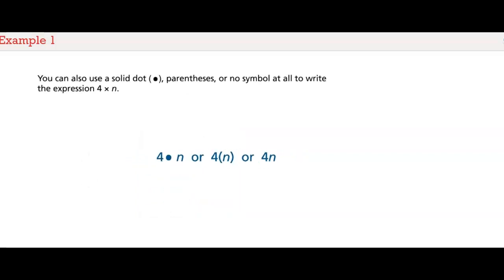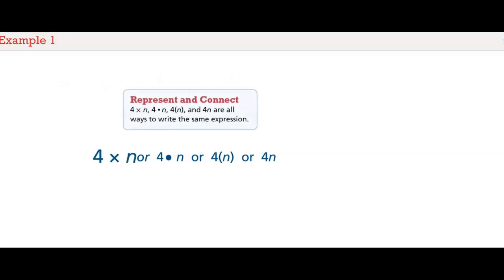You can also use a solid dot, parentheses, or no symbol at all to write the expression 4 times n. 4 times n, 4 times n, 4n, or 4n are all ways to write the same expression.